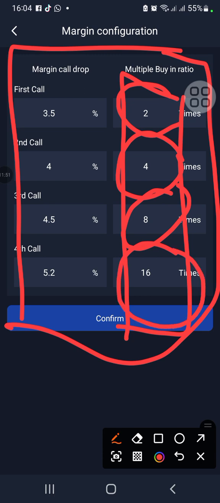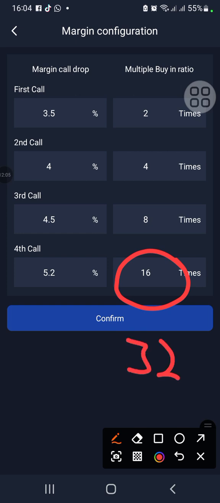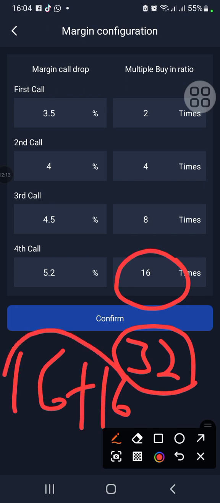So because here we have 4 margin calls, this one is 16. Remember that if we had a 5th margin call, it would be 32, because when you get 16 plus 16, it gives 32. This is a double up.